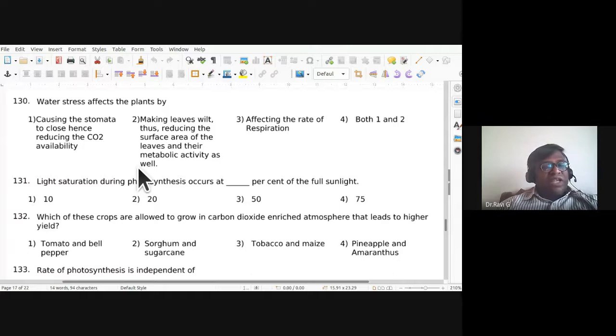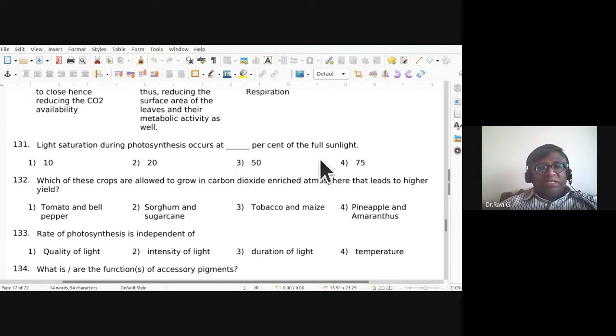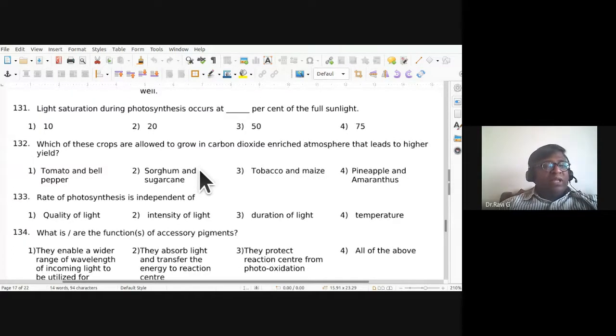Light saturation during photosynthesis occurs at dash percent of full sunlight. So light saturation during photosynthesis occurs at 10% of full sunlight. Okay. 132nd, I think we have solved these questions.